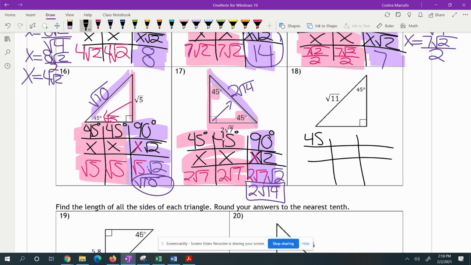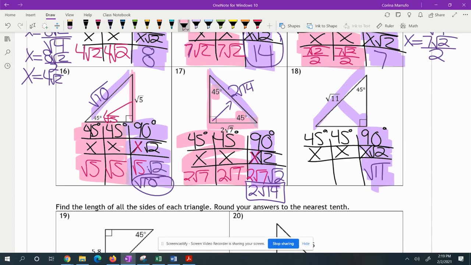All right, the next one, we do the same thing. We have our 45, 45, 90 triangle, which is x, x, x in the square root of 2. And then we go ahead and see what information they give us. So they give us this side is 11, which is directly across the 90-degree angle. So that's going to go in the last box. So I'm going to put the square root of 11 here.